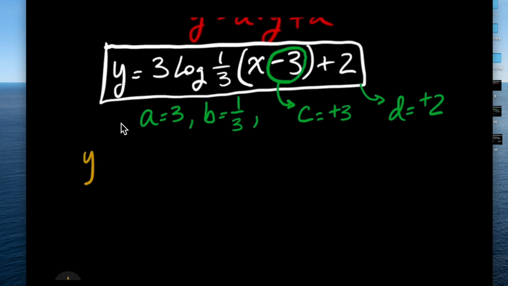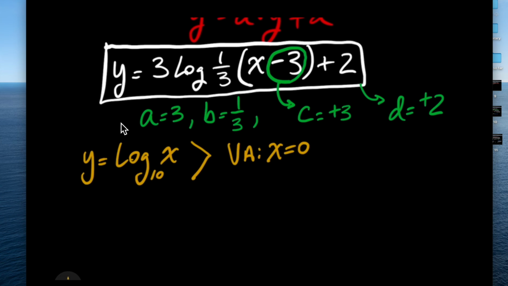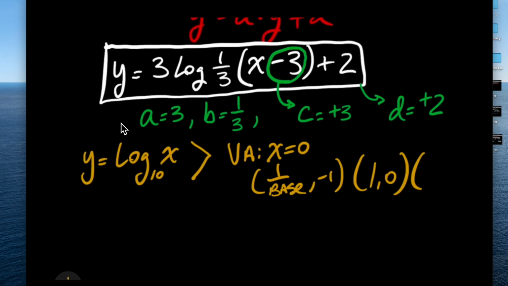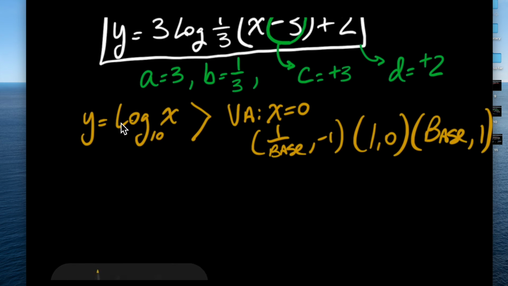Recall, the parent function is going to be y equals log of x, and that of course has a base 10. The parent function is going to have a vertical asymptote at x equals 0. It's going to have a point at 1 over the base, comma, negative 1, a point at 1, comma, 0, and a point at the base, comma, positive 1. Okay, let's go ahead and transform each of these sequentially.